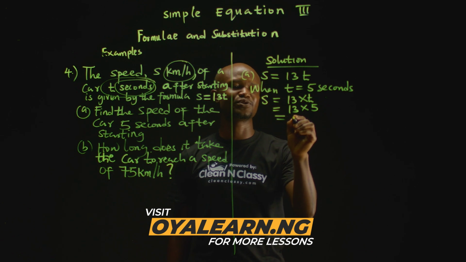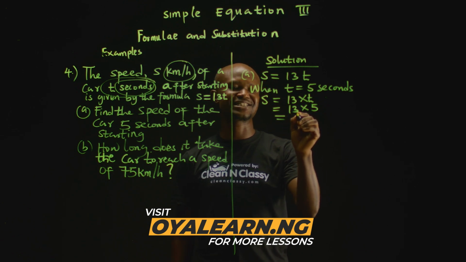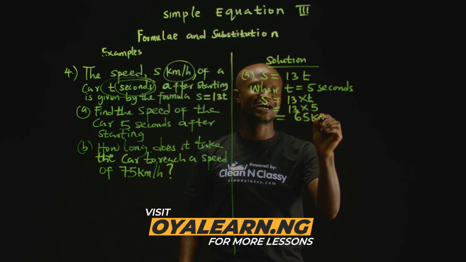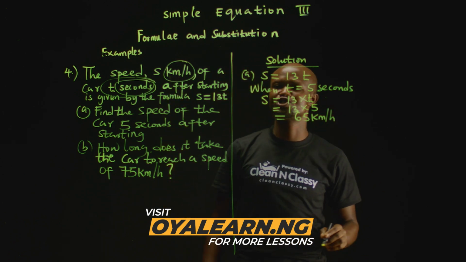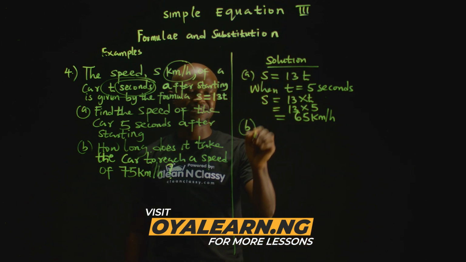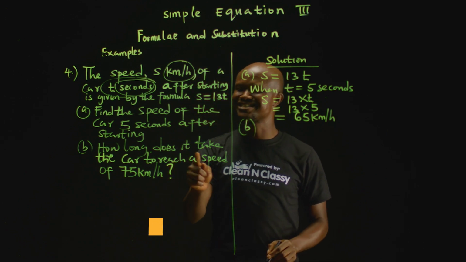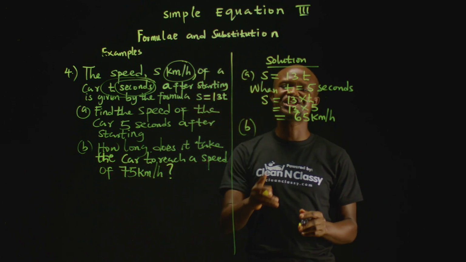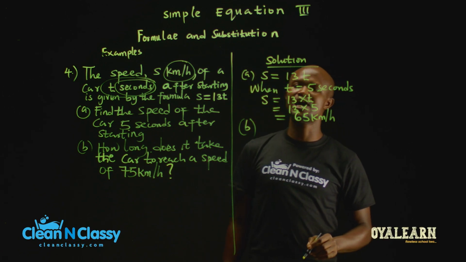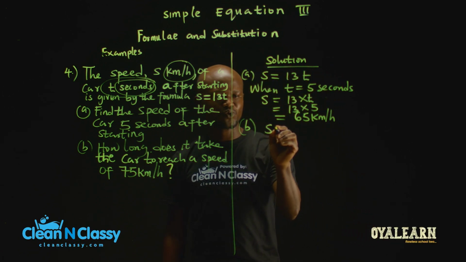So you now have 13 times 5, which is 65. So you have 65 km/h. That is the solution to the first question. Now for the B part, how long does it take the car to reach a speed of 75 km/h? Now for this part, s equals 13t.